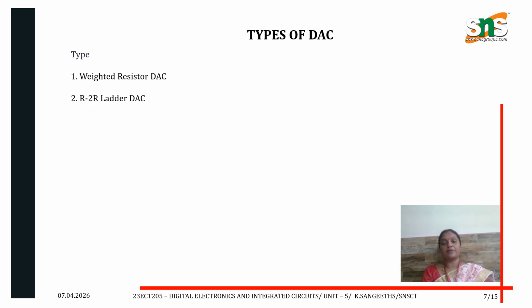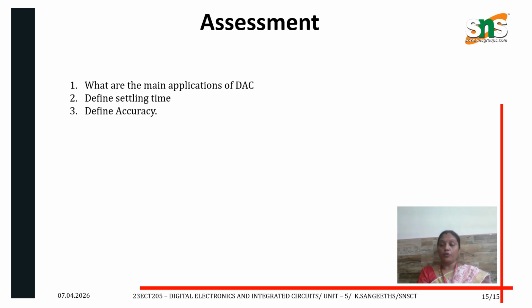And there are two types of DAC. One is the weighted resistor DAC and another one is the R-2R ladder DAC. We will see these topics in the next video. I hope this video will help you to understand the basics of DAC.